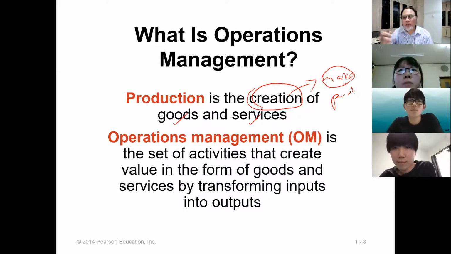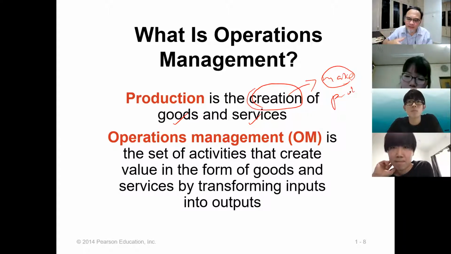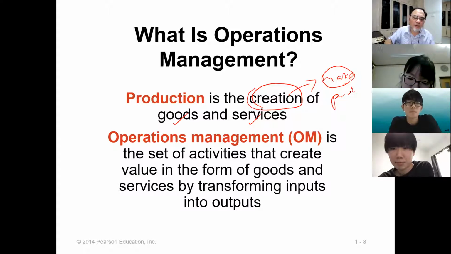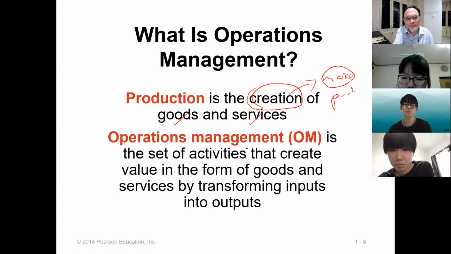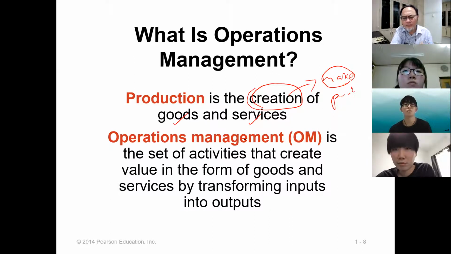For example, if you go to a car factory, then it's actually the production of cars. If you go to, for example, hotels, they need to produce the hotel services. For example, a nice room, a clean room, good food in the hotel breakfast. So that is the creation of goods and services. So when you go into operations management, you can also say production management, it is the same thing. Some books call it production management. So production operations management is similar. We can treat it as the same word. So what is production management, operations management? It is actually the set of activities that create value.